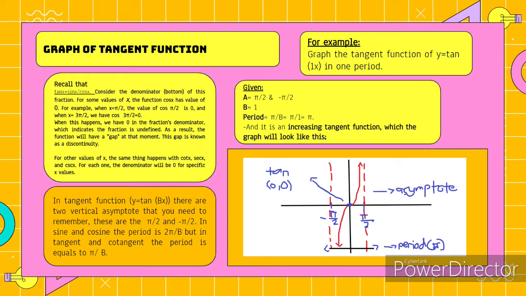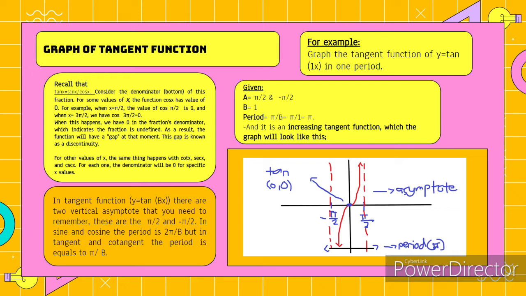And when x is equal to 3 pi over 2, we have cosine 3 pi over 2 is equal to 0. When this happens, we have 0 in the fraction's denominator, which indicates the fraction is undefined. As a result, the function will have a gap at that point. This gap is known as discontinuity. For other values of x, the same thing happens with cotangent x, secant x, and cosecant x. For each one, the denominator will be 0 for specific x values.